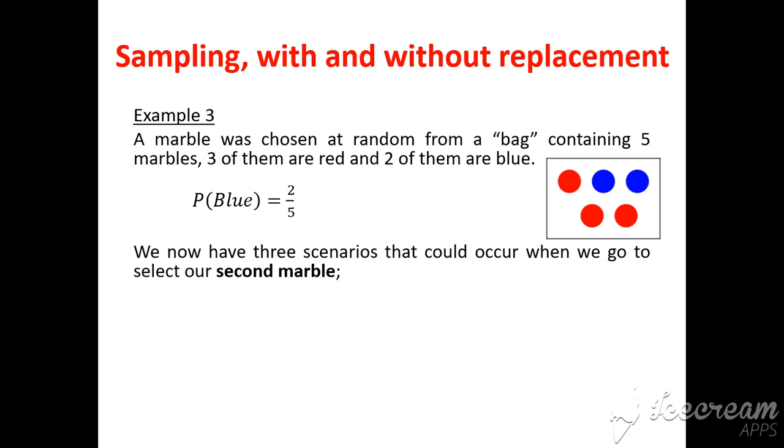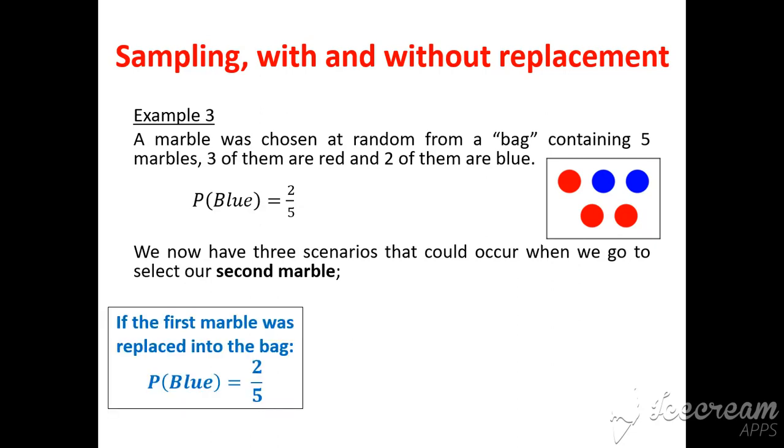Now we put our hand in, we get a marble, we take it out, we're going for a second marble. And here's 3 scenarios now. Let's go through them. If the first marble was replaced back into the bag, the probability that the second marble's blue stays at 2 over 5. That won't change because the marble goes back into the bag.